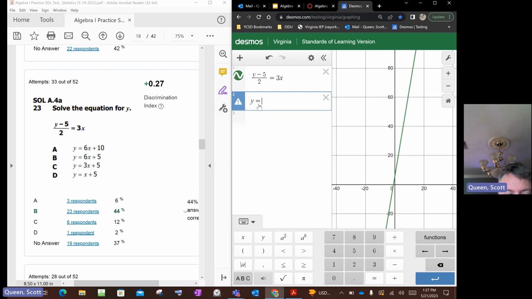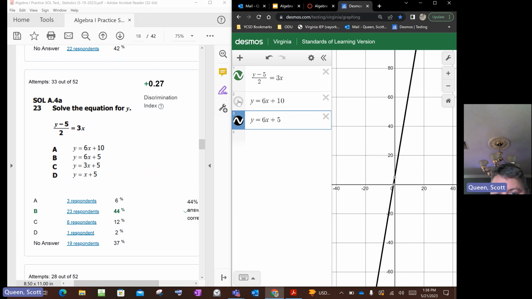Y equals 6x plus 10. That's awfully close, but that's not it. Y equals 6x plus 5. What do you want to bet that's it? Oops, I clicked off. Y equals 6x plus 5. Oh, no, maybe. Let's see. Turn that purple one off. Oh, that looks like it's right on top. Let's come back to that one, though.